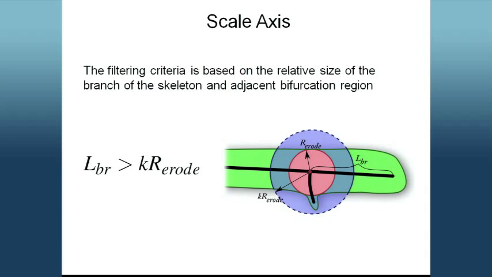And if we scale it by some scaling factor, we have this pink circle. Now the scaled version of the erosion distance is shown as a radius of the blue circle. So according to our filtering criterion, we will remove the branch below the branching region because the size of this branching region is smaller than the scaled version of the erosion distance, while we keep the branch to the right because it's much bigger.